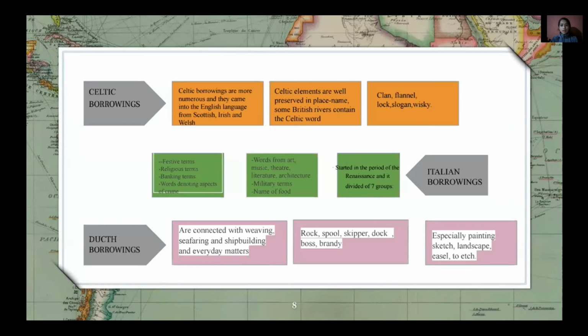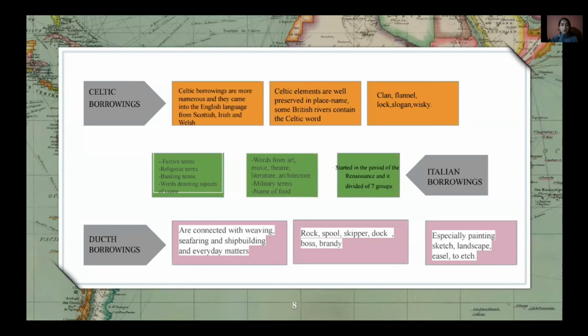Celtic borrowings are more numerous and they came into the English language from Scottish, Irish, and Welsh, with words such as gland, flannel, lock, shamrock, and slogan. Some Celtic words came into English via French, with words tunnel and carry. Celtic elements are preserved in place names. Some British rivers contain the Celtic words. For example, London is of Celtic origin.